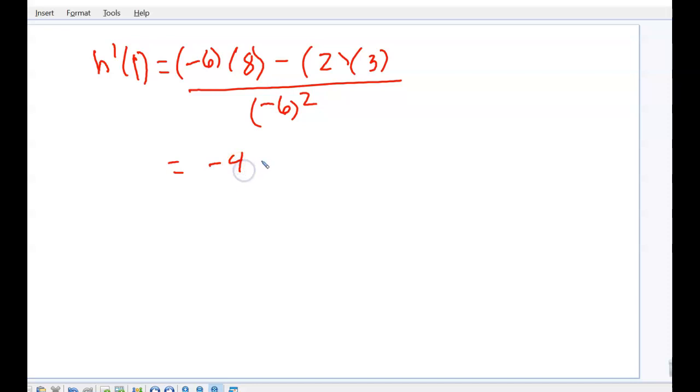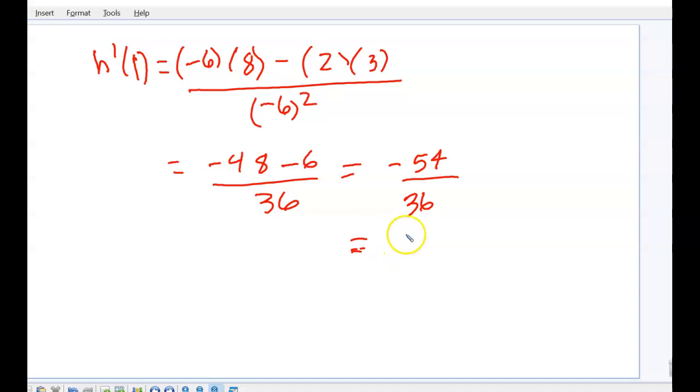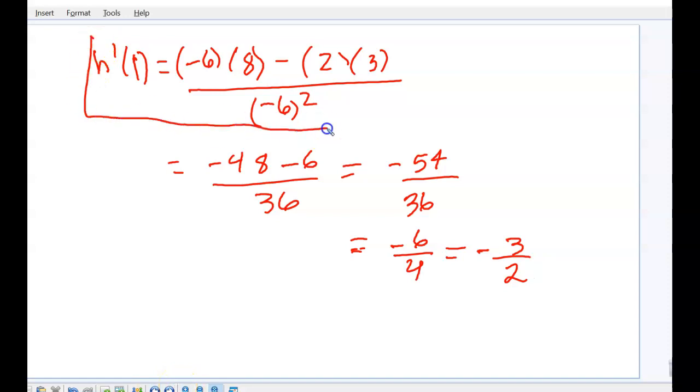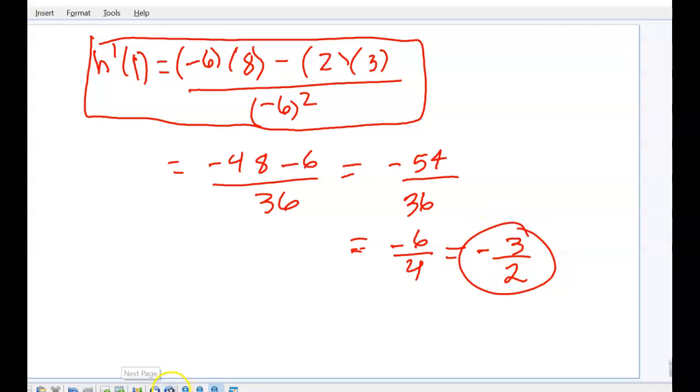So this is negative 48 minus 6 over positive 36. This is going to be negative 54 over positive 36. And you could reduce this. 9 goes into it, so that's going to be negative 6 over 4, which reduces to negative 3 over 2. And that would be your final answer. So again, in AP Calc, it's a free response question. Believe it or not, they would allow you to finish right here. But this question wasn't too hard to evaluate to get an answer of negative 3 over 2.